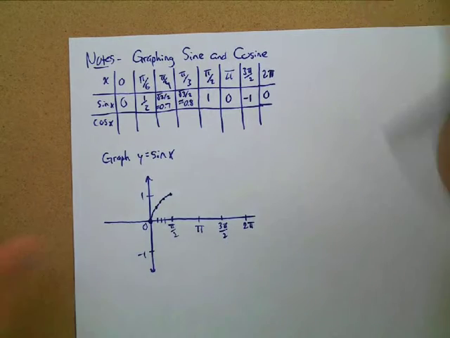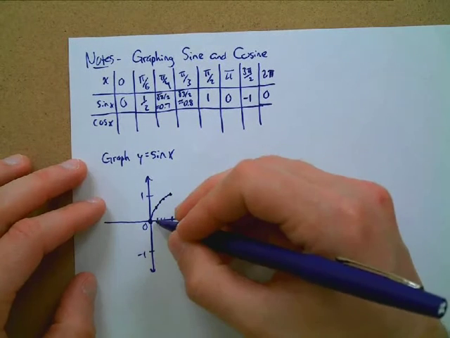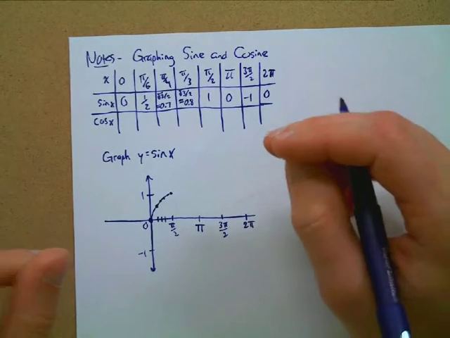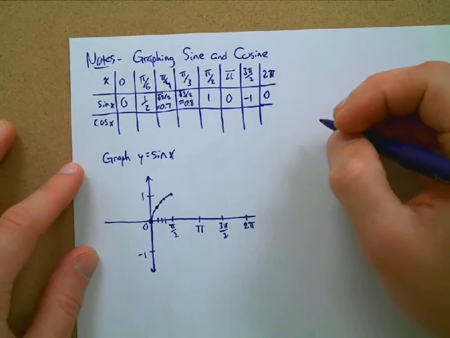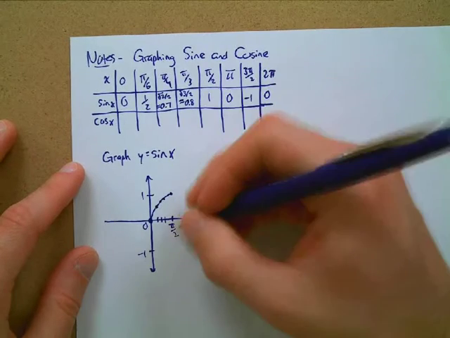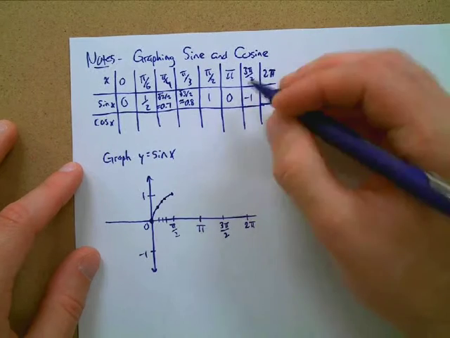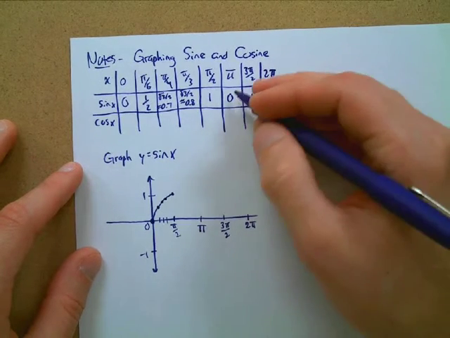Again, this is pi over 6 right here. There's pi over 4. There's pi over 3. Just roughly estimating. And then pi over 2 is at 1. All right. And then after pi over 2, well, I kind of skip a bunch of points here, right? There's a bunch of points between pi over 2 and pi, but I'm just going to skip to pi, which is at 0.